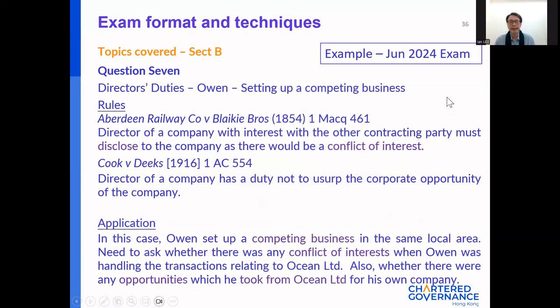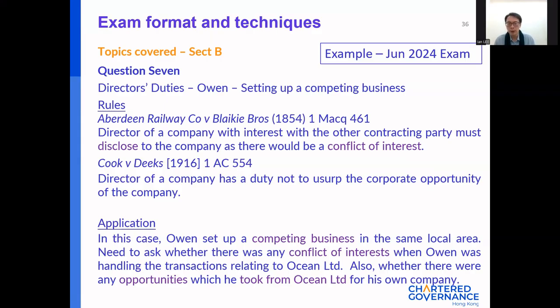Okay, so what about Owen setting up a competing business? I think, again, the Aberdeen Railway case would be relevant because there may be a conflict of interest. I also think the Cook v Deeks case is relevant because the director of a company has a duty not to usurp the corporate opportunity of a company, not to take away the opportunity of your company in favor of another company, for example, a company that you own. In this case, Owen set up a competing business in the same local area. So you need to ask whether there was any conflict of interest when Owen was handling a transaction relating to Ocean Limited.